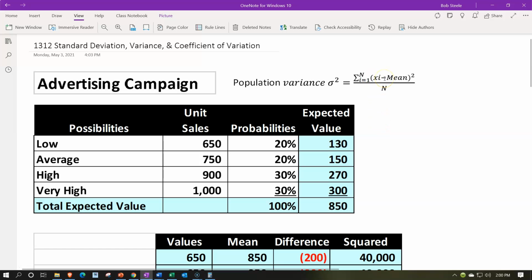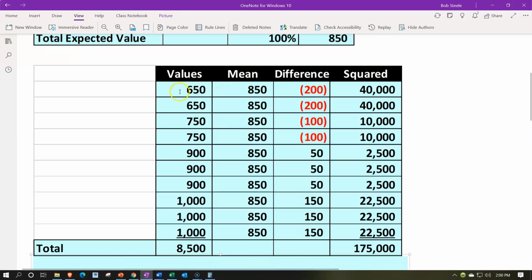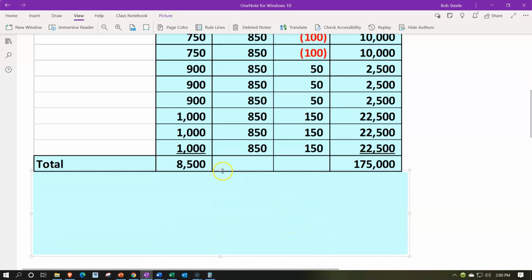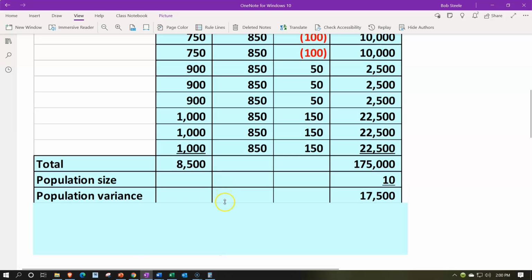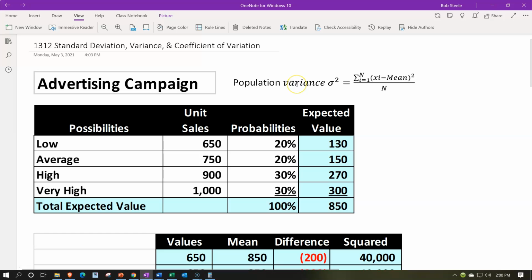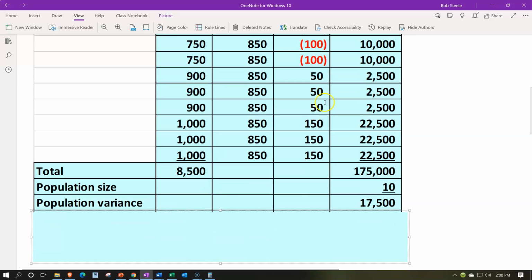Then we're going to divide it by the number of units, or the population, which was 1, 2, 3, 4, 5, 6, 7, 8, 9, 10. There's 10 of them. So we'll take that and divide it by the population size 10. That's going to give us our 17,500. That is the variance that we talked about in a prior presentation. Now notice it's in unit squares. So if we're talking about the units, we're talking units squared here.